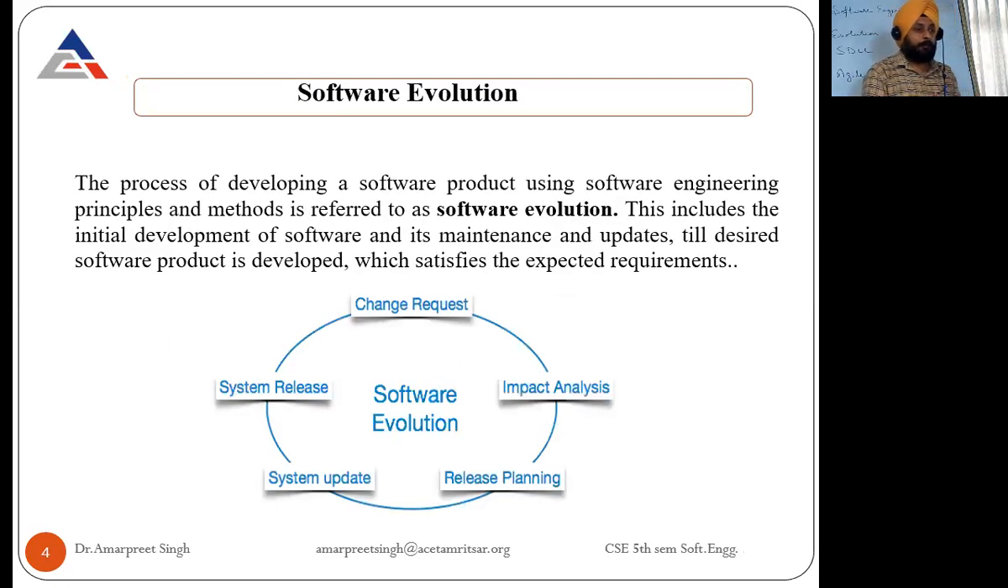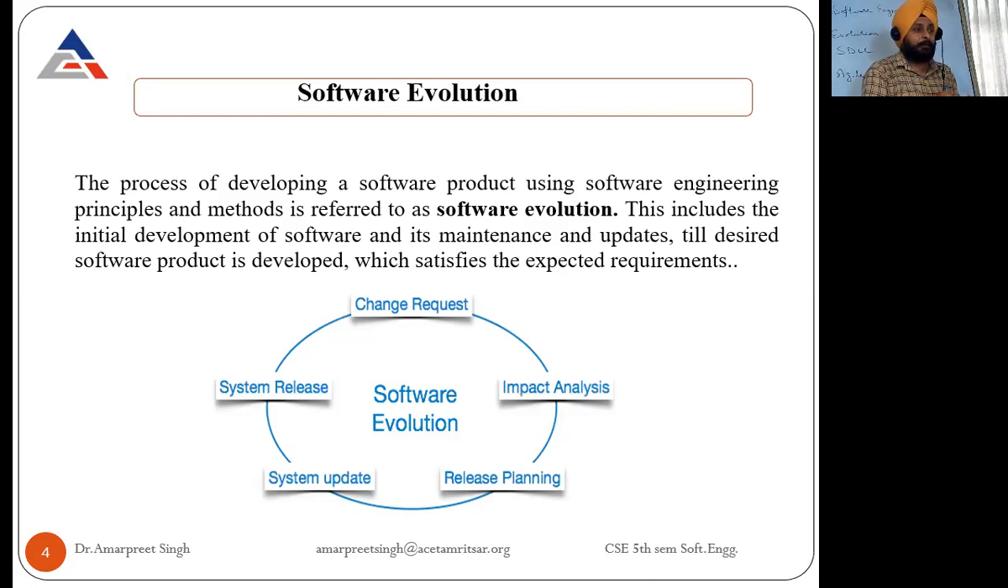So how does the evolution cycle work? The process of developing a software product using software engineering principles and methods is referred to as software evolution. When we apply the software engineering principles to develop any software product, the whole process involved is basically the software evolution. We start from nil and we finally reach the developed software.